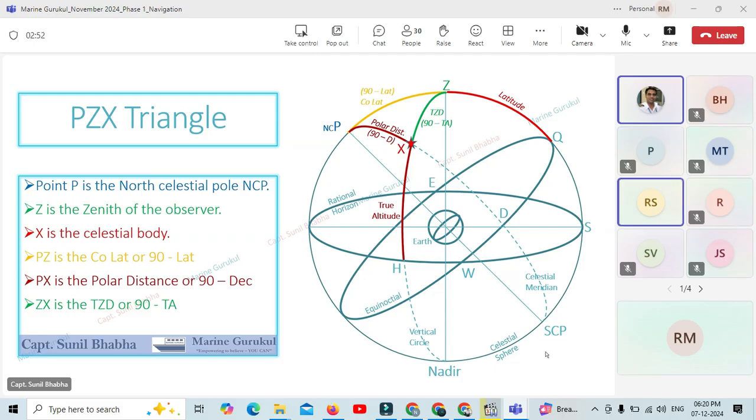Sir, one more doubt, sir. Go ahead. Sir, what is the difference between true altitude and declination? Okay, true altitude is with reference to the horizon, beta. How much above the horizon a particular body is. That is the true altitude, right? And declination is with respect to the equinoctial. How much north or south of the equinoctial a particular body is.